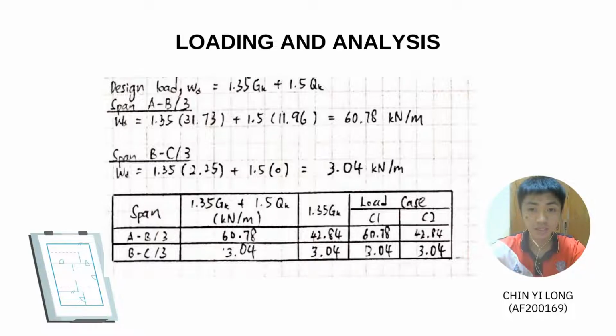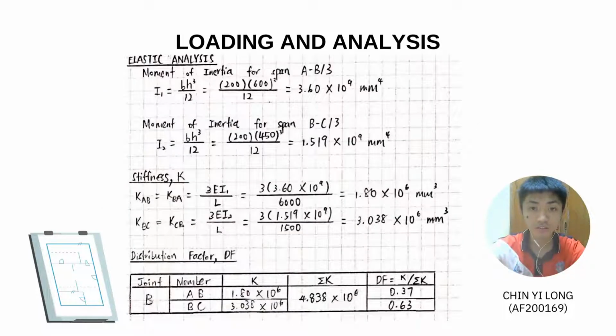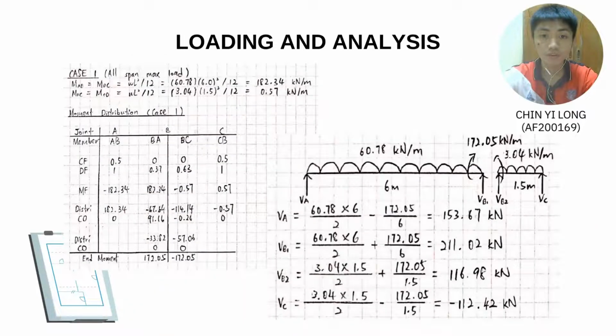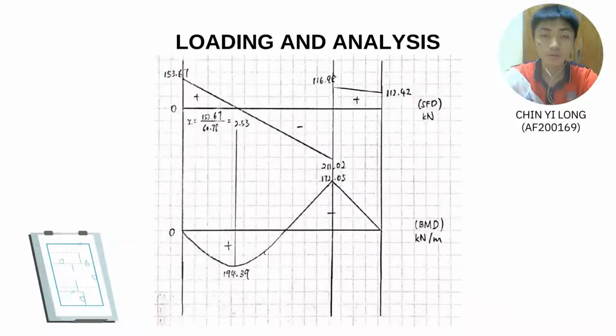In this case, there are only two load cases, which are the all-span maximum load case and the maximum-minimum load case. For the elastic analysis, we found that the distribution factor for member AB is 0.37 and for member BC is 0.63. For case 1, all span max load, the end moment is 172.05 kN per meter and the maximum shear force is 211.02 kN. We found that in case 1, the maximum bending moment is 194.39 kN per meter.